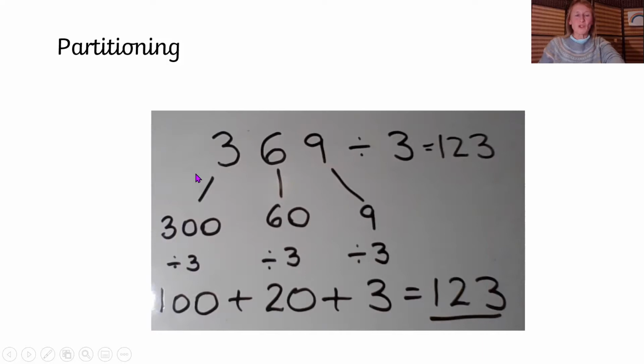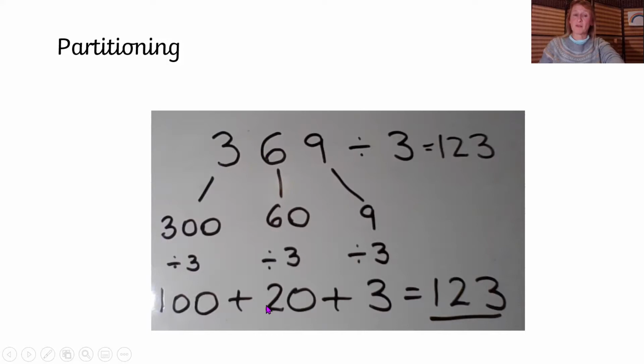Okay, so partition it up into 360 and 9. You know very well how to partition now. And then divide each of those bits by 3. 9 divided by 3 is 3. 60 divided by 3 is 20, because 6 divided by 3 is 2.